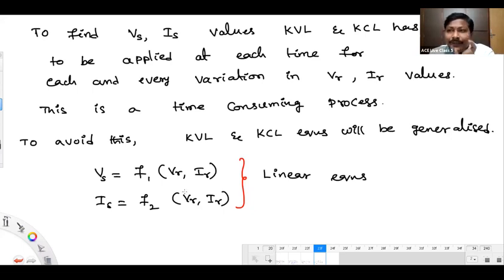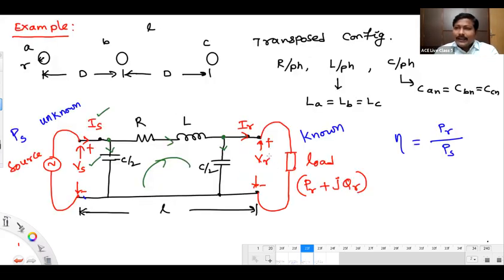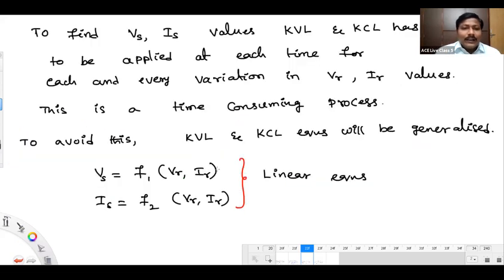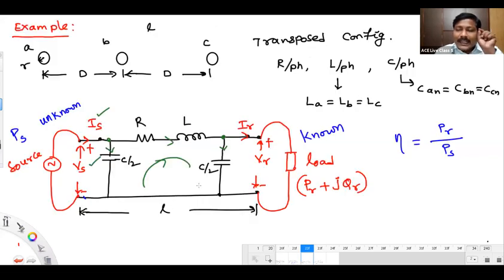those constants give the relation between sending end voltage and currents and receiving end voltage and currents. Who is giving that relation between VS, IS and VR, IR in this model? The transmission line itself is giving that relationship. Which means the constants you get in these two equations represent our transmission line itself.